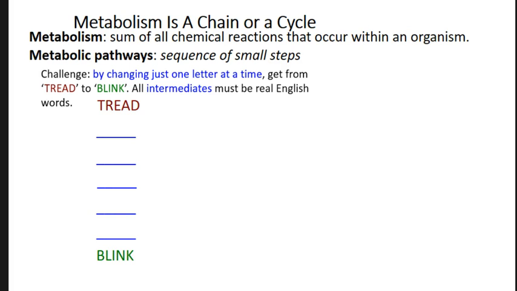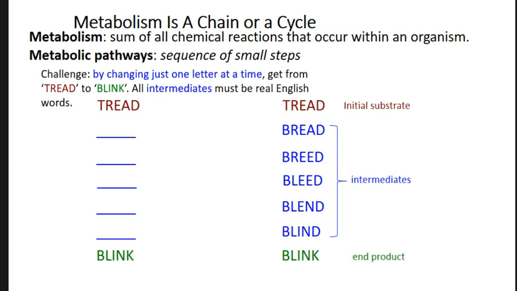We'll give it a few minutes. Steps, changing just one letter at a time. We start out with tread. We go to bread, then breed, then bleed, then blend, then blind. Oh, I didn't do blind. And then blend. So you were very, very close. Good. So the idea here is we have to have the same combination of steps to get there with those rules. Now, in some metabolic pathways, and you guys have seen this when we look at aerobic and anaerobic respiration, you can get partway and it could go this way or it could go this way.